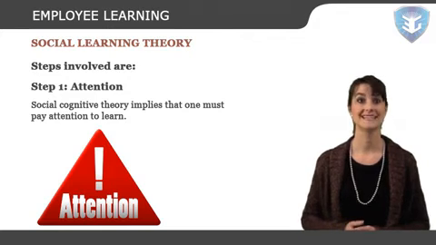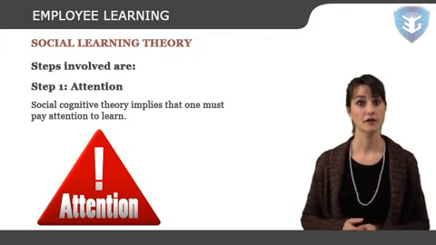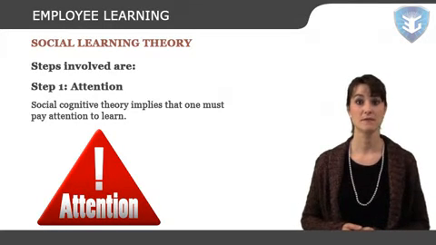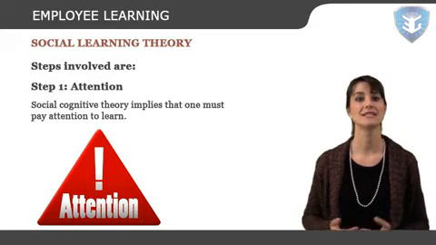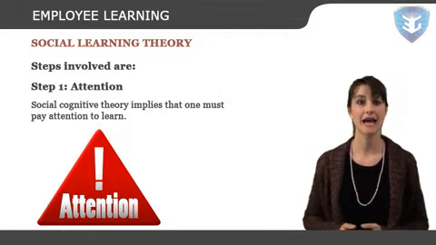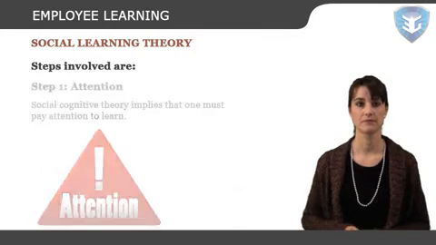Step 1. Attention. Social cognitive theory implies that one must pay attention to learn. If one wants to learn from the behavior of the model, the person that demonstrates the behavior, then one should eliminate anything that catches the attention other than him.